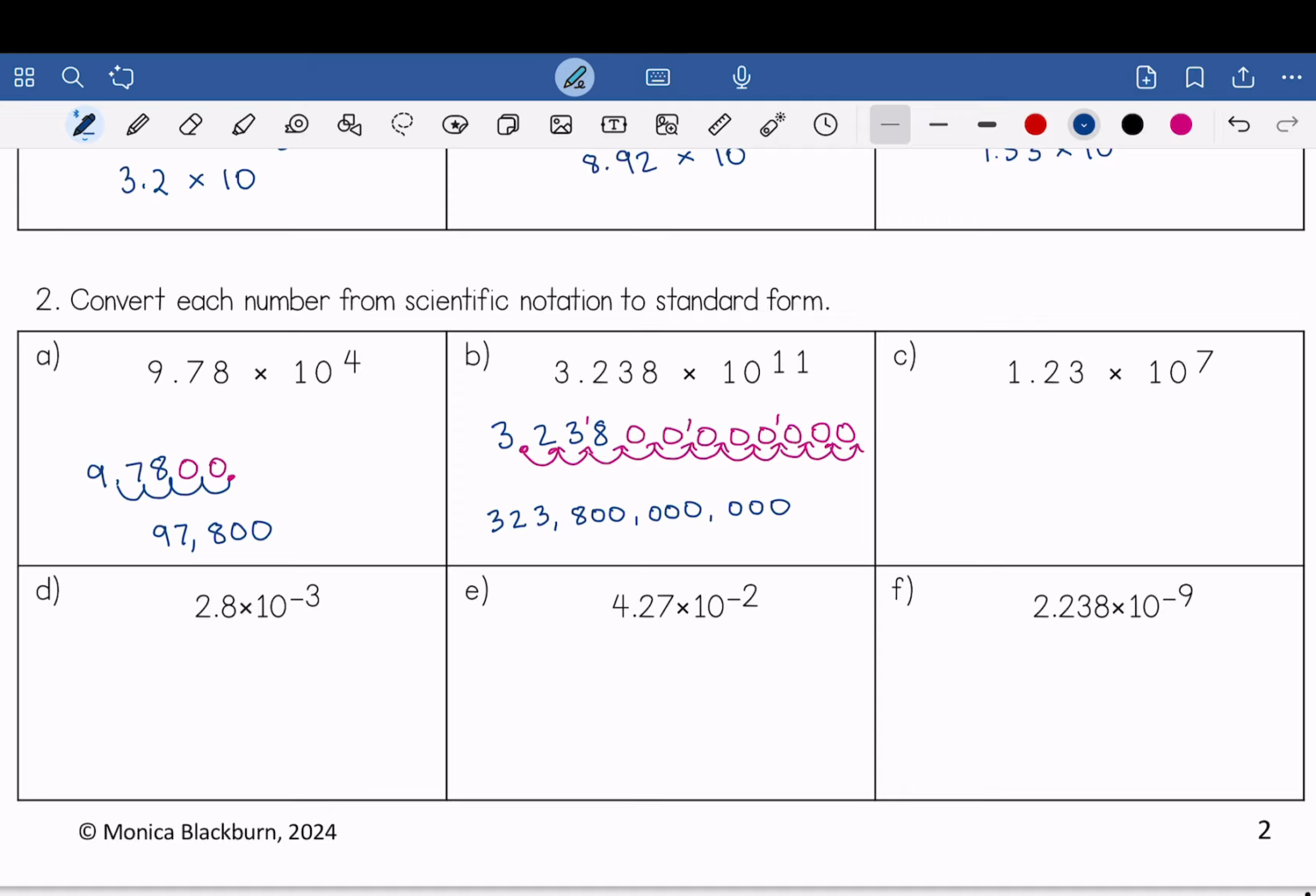So this is a really big number. So let's look at C. I'm going to rewrite my number, 1, 2, 3. We started off at the 1, and I need to move my decimal place 7 places to the right, because it's positive. So that's 1, 2, 3, 4, 5, 6, 7. I will fill them with zeros. So that is 12,300,000.